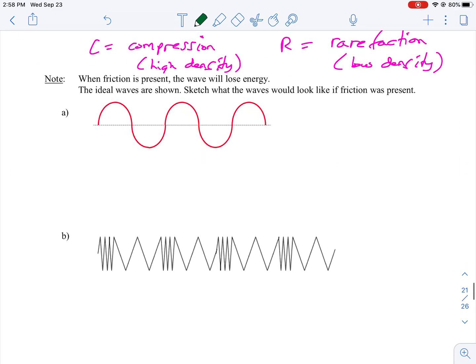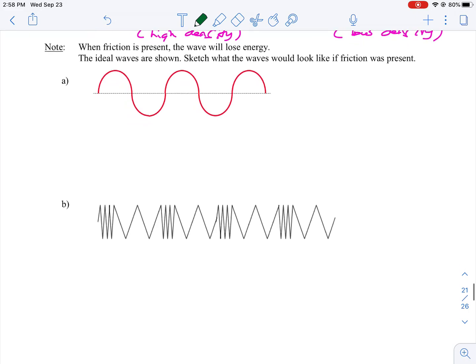So to finish this up, I have a little activity here for you as a note. Let's talk about what happens when there is friction, because friction will cause the wave to lose energy. We want to see what that looks like for transverse and longitudinal waves. So let's start with transverse. I'm going to get you to just pause and think about what you think it would look like if there was friction present.